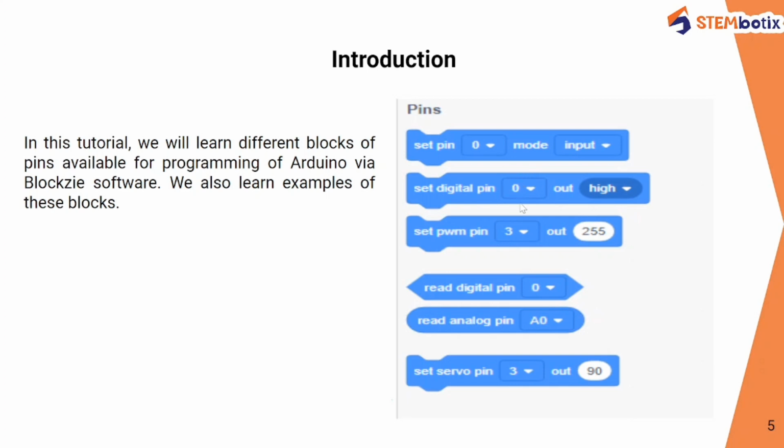And whenever we need to turn on that LED, we will use this set digital pin. Here we will select pin number 3, output as high. Then the microcontroller will give a high signal to our LED, which is connected to pin number 3. So it means our LED will be on. And whenever we need to turn off our LED, we will adjust this block to low. It is the same for PWM pins and analog pins also.